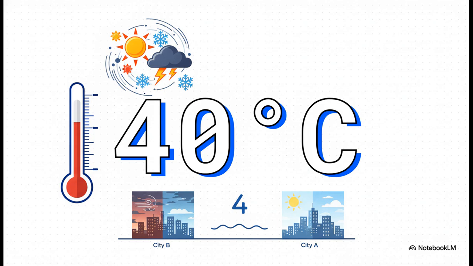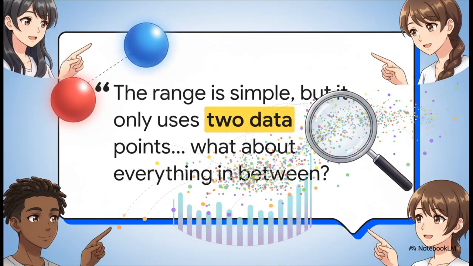That number instantly tells you the weather in City B is all over the map. For comparison, City A would have a tiny little range of just 4 degrees. So yeah, simple and pretty effective, but only up to a point. And here's the catch. The range has a big blind spot. It completely ignores every single piece of data in the middle. It only cares about the two most extreme values, which could just be weird outliers. We need something better, something more robust that tells us how all the data points are behaving.